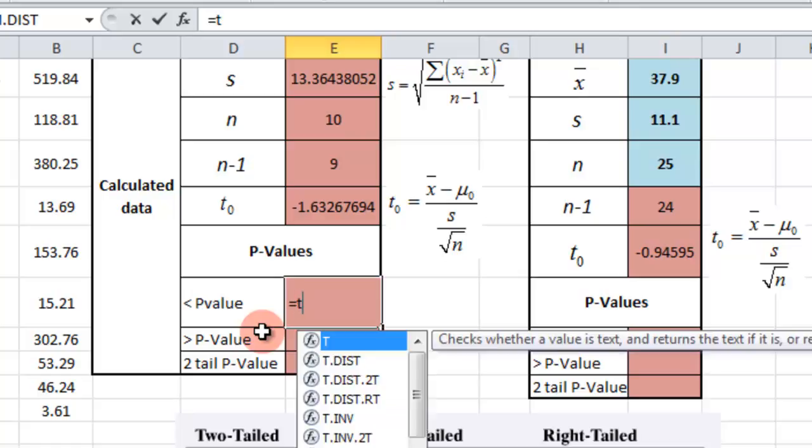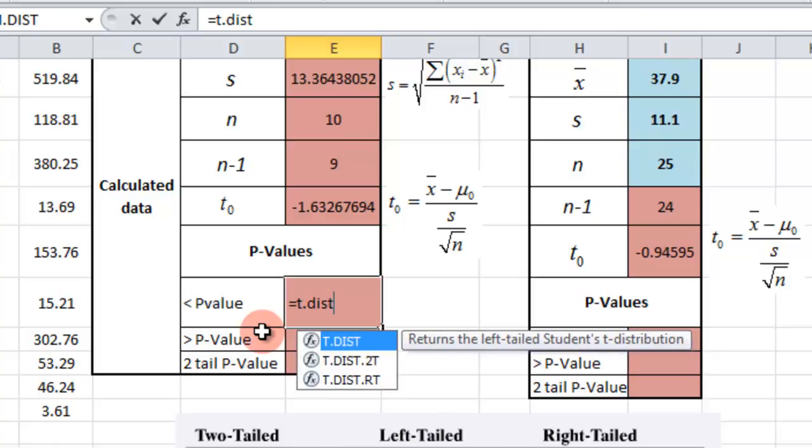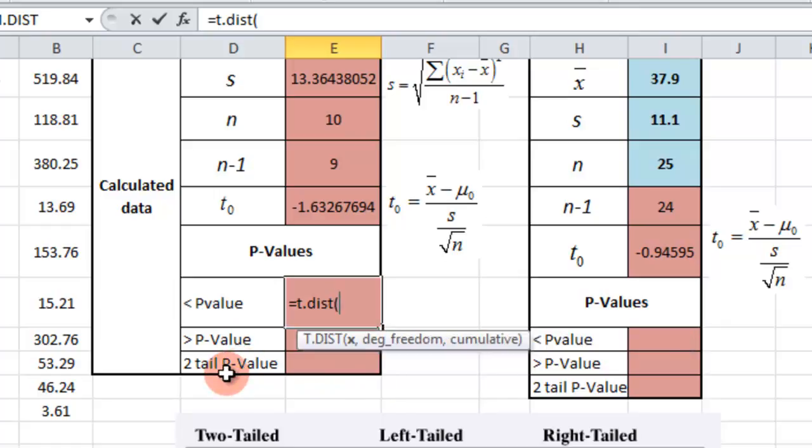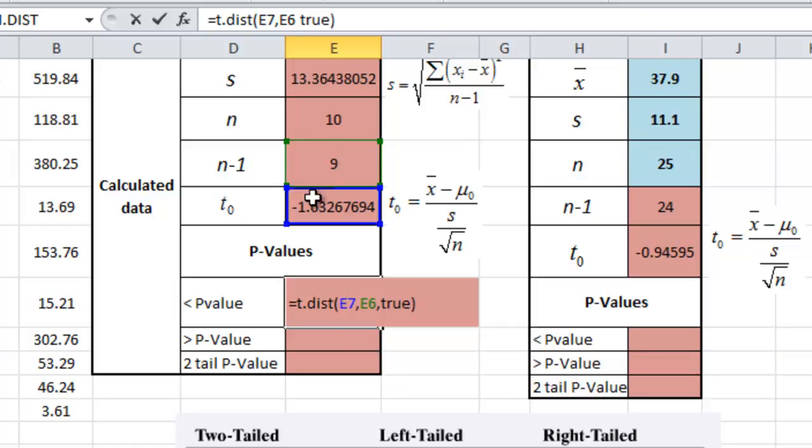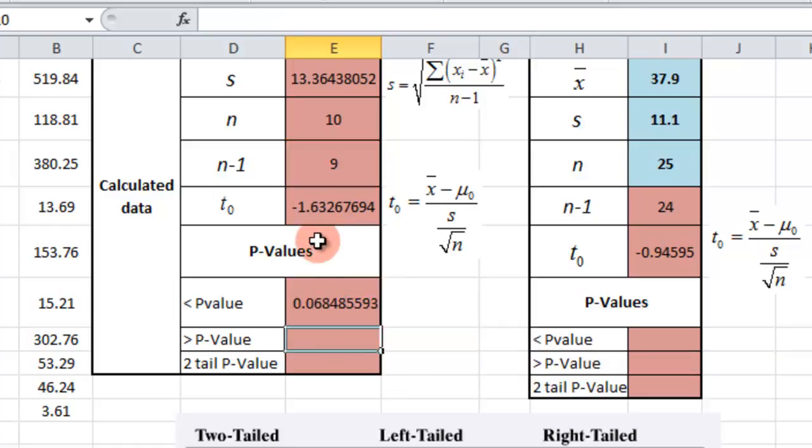It's called t.dist. Now t.dist is the left-hand tail, returns the left tail student's t-distribution. So that's exactly the one we want. You can see there's a two tail and a right tail, and those are the ones we're doing for those later. So we'll do that one. The x value is the t-statistic that you need. So we click this box. The degrees of freedom are always the n minus 1, so that box. And then cumulative, we write true. And then we hit enter, and this will be our p-value, 0.0685.